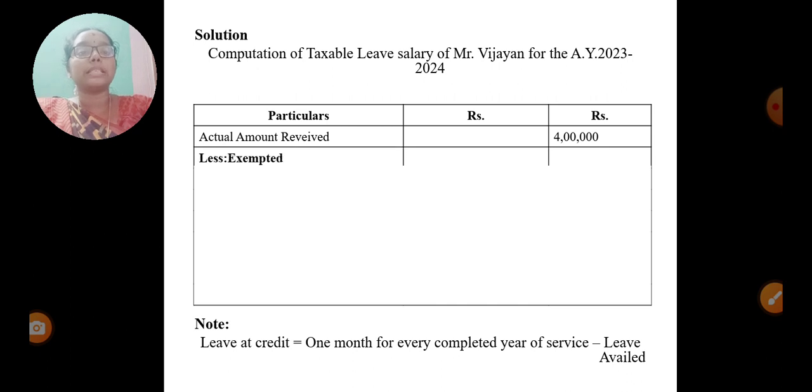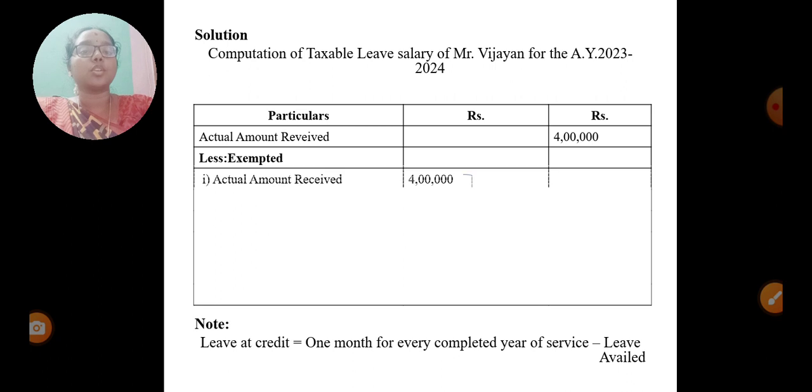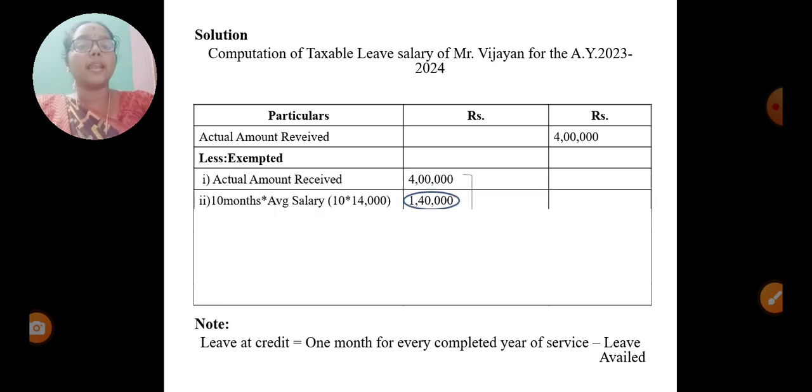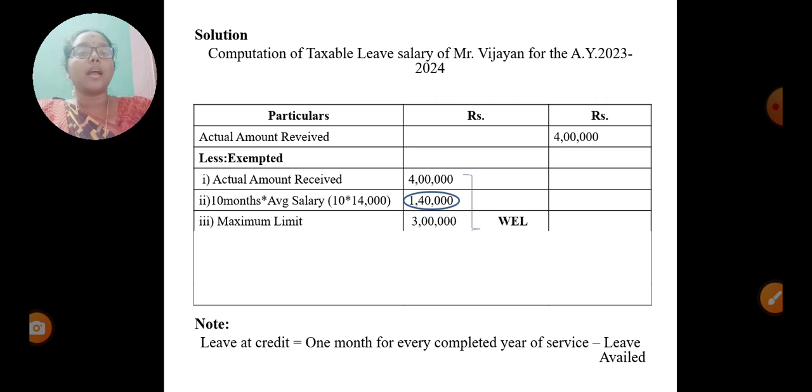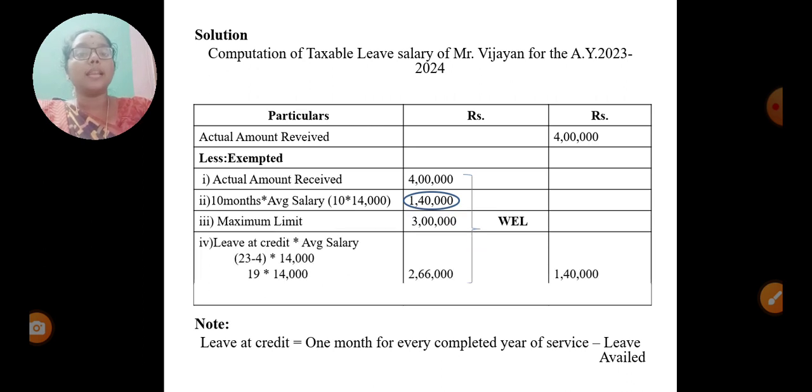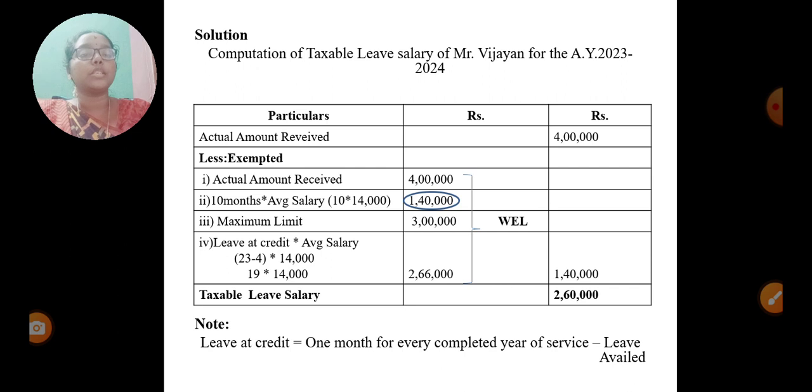From that we have to deduct the exempted amount. So we have to find out 4 items. The first item is the actual amount received, 4 lakh. The second item is 10 months into average salary, so 10 into 14,000, that is 1 lakh 40,000. The third is the maximum limit of 3 lakh. And the fourth one is leave at credit into average salary, so 1 month for every completed year of service, 23 minus the 4 months leave already availed, so 19 into 14,000, which gives 2,66,000. Out of these 4 things, the least one is considered the exempted one. So by deducting 1,40,000 from 4 lakh, we get the taxable leave salary of rupees 2,60,000.